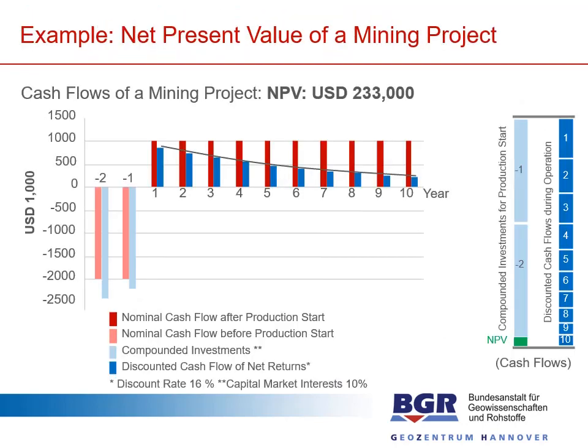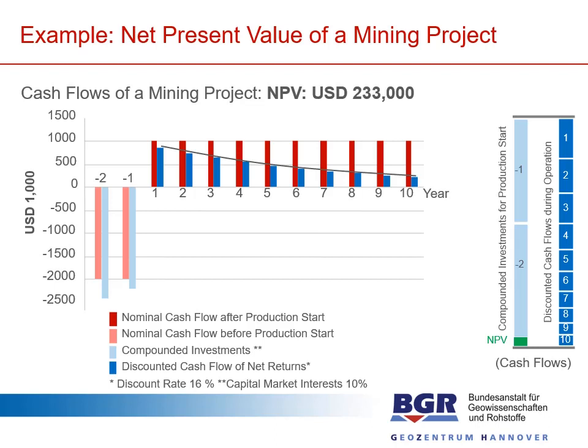Here you can see an example of the calculation of a net present value of a mining project. So we take a life of mine of 10 years, and the mine has a cash flow, so an operating margin, of $1 million per year, with a discount rate in this case of 16%, and a capital market interest of 10%. So you have in red the cash flow, and in blue, just on the right hand side of the cash flow, the discounted cash flow over the years.